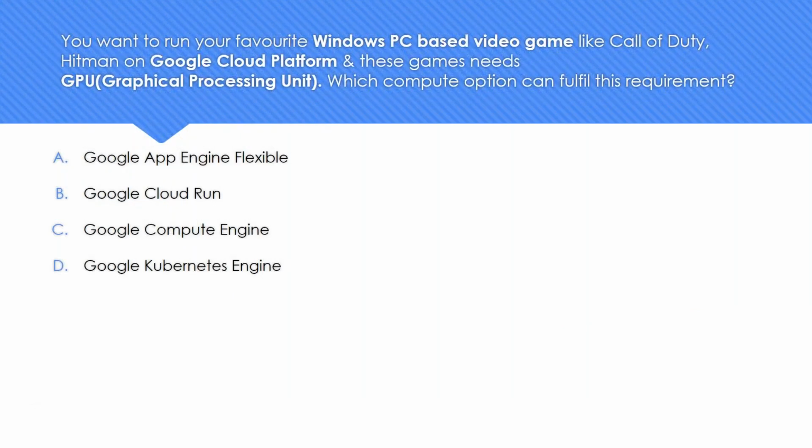This is a question which I have created, folks. You want to run your favorite game, and if you're not a game lover, please ignore this question. You want to run your favorite Windows PC based game like Call of Duty, which you may have played on Google Cloud platform, and these games need GPUs. Which compute option can fulfill this requirement?